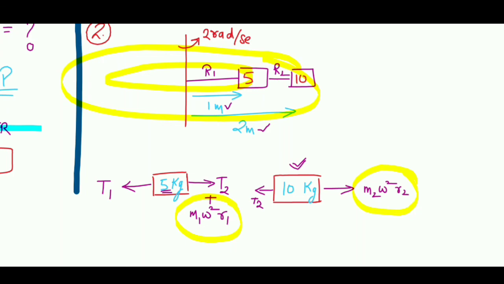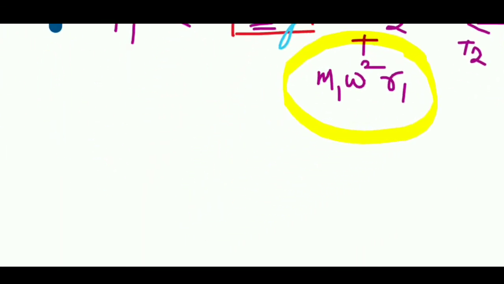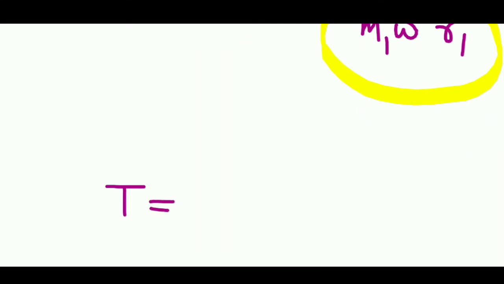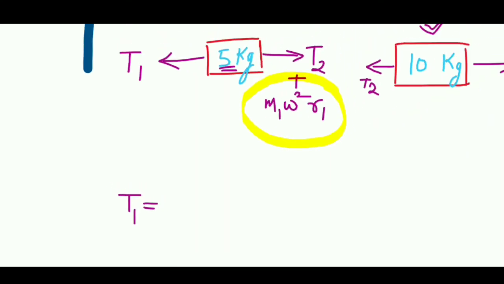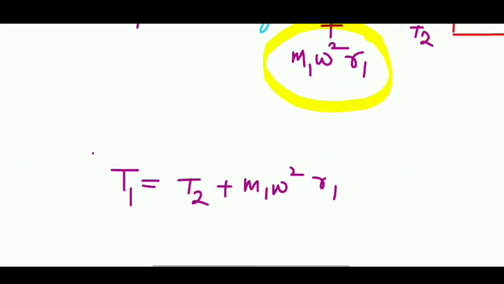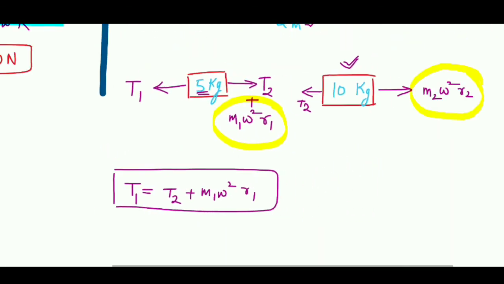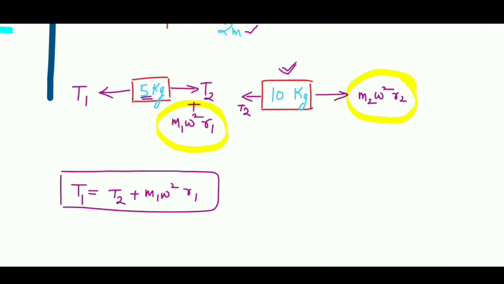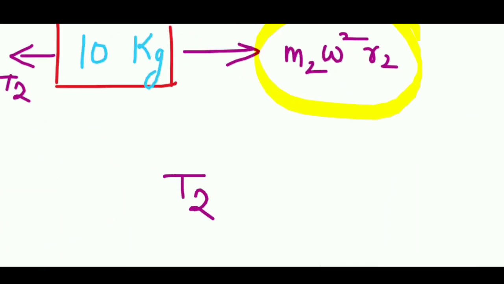Okay, so what you can do over here is you can simply balance the forces now, because we have used centrifugal force. So T1 will become equal to T2 plus m1 omega square r1. Done. This is the equation from where you can get the T1 T2 relation. Directly the T2 value you can get from here as well. T2 is equal to m2 omega square r2.